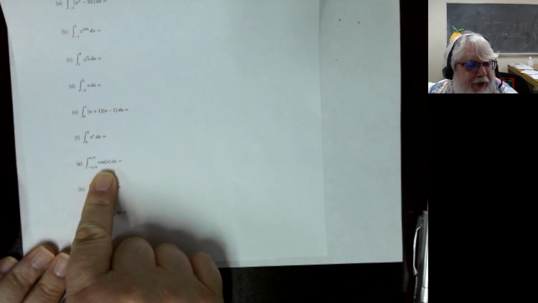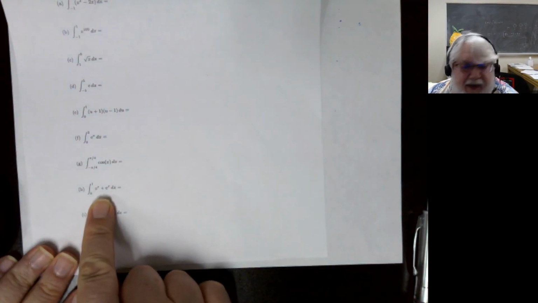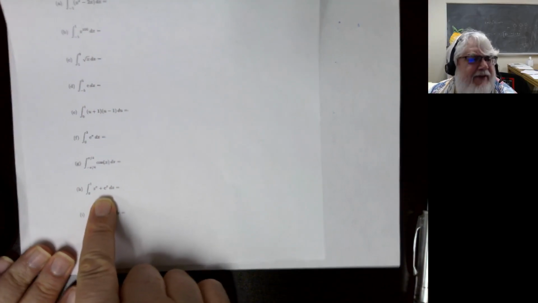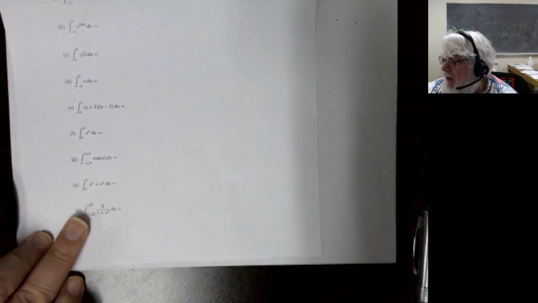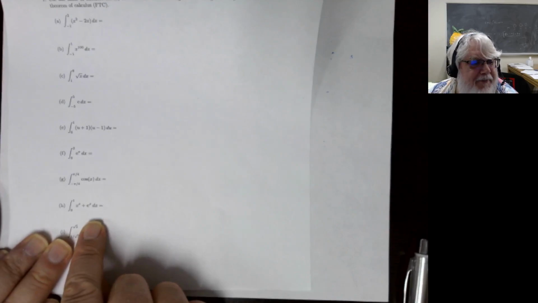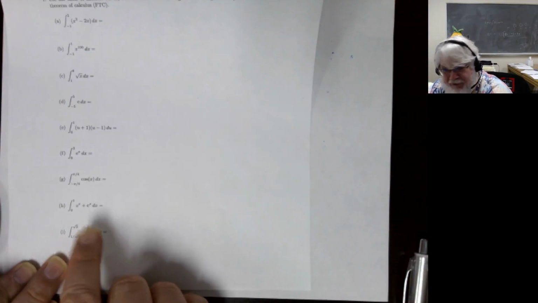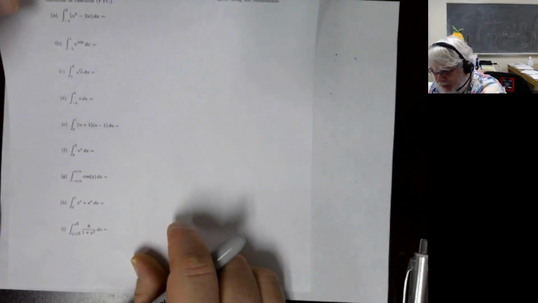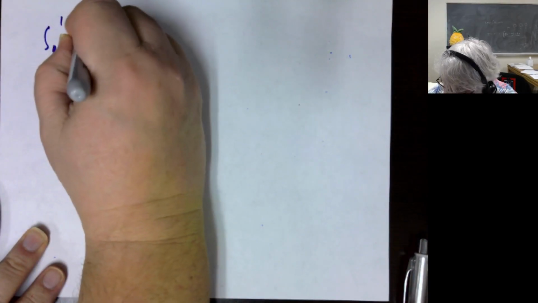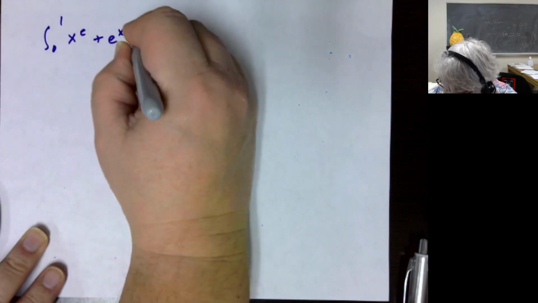Let's see, we finished up with the cosine function, and so now we're at x to the e plus e to the x. Wow, that's really not coming in very clear, is it? Okay, I'll just rewrite these. The last one's not going to be on the quiz, although we'll take a quick look at it. So, next to the last problem is the integral from 0 to 1 of x to the e plus e to the x.